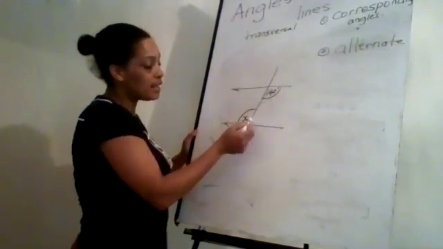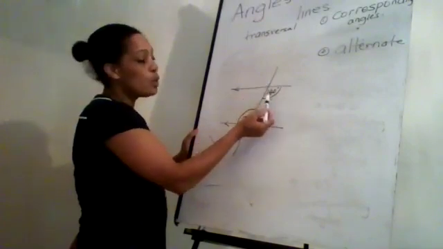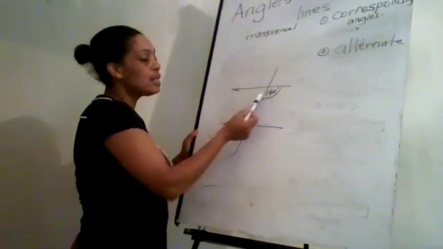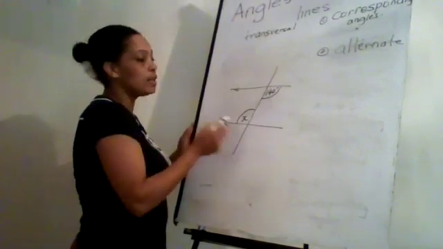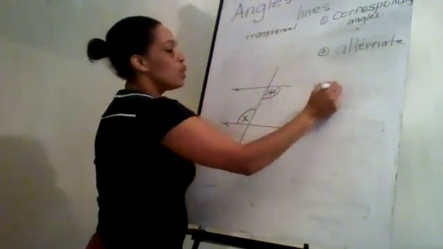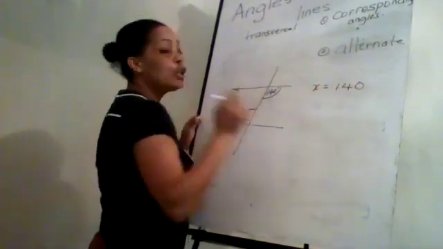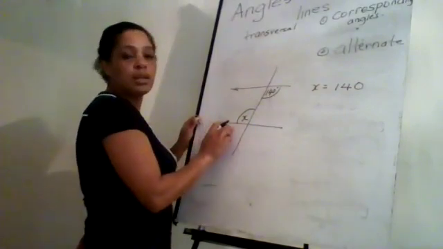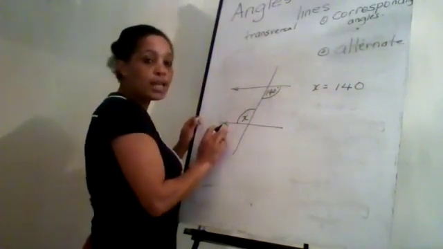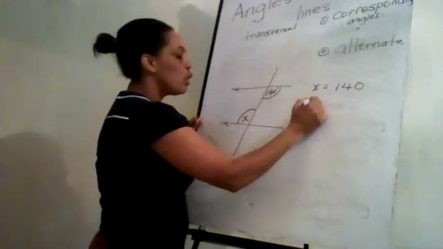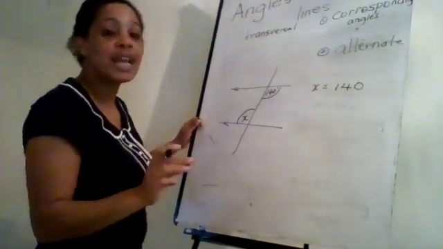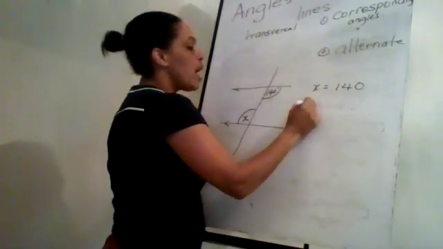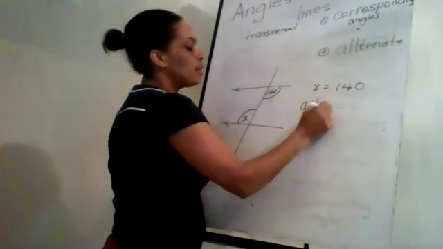I can see the letter Z right there. So I know whatever this one is, that one is going to be the same thing. So these are alternate angles. So X would be equal to 140. I do not need to do any calculations because they are just the same. So X is equal to 140, and you will be asked to tell what is your reason. Your reason will be because they are alternate angles.